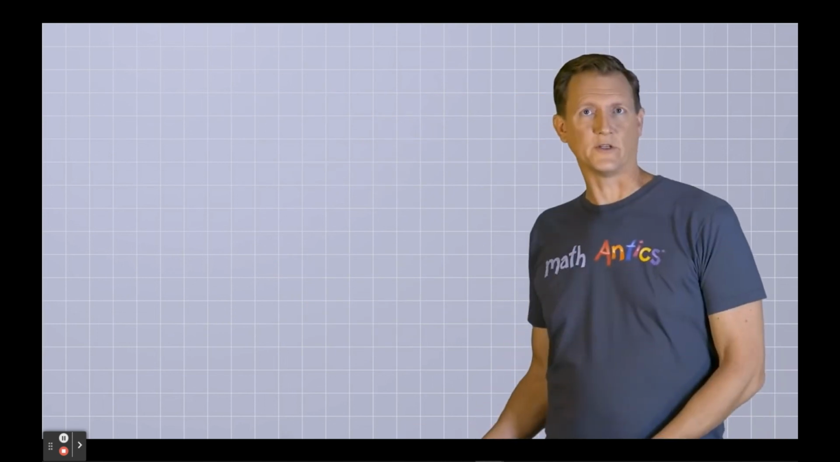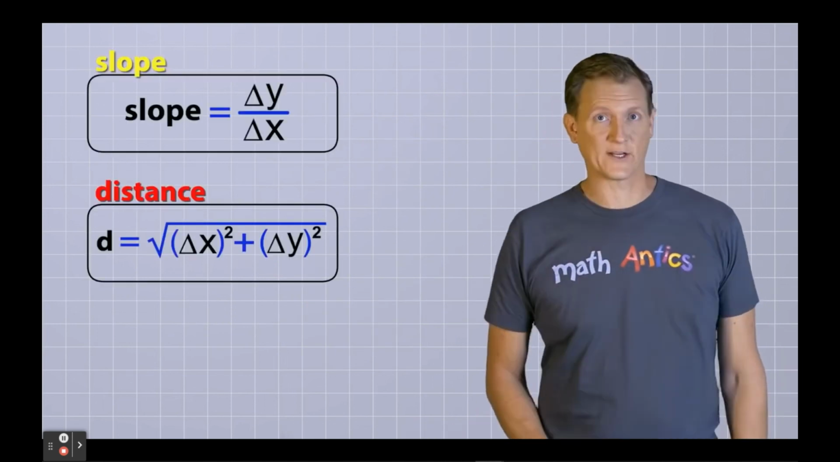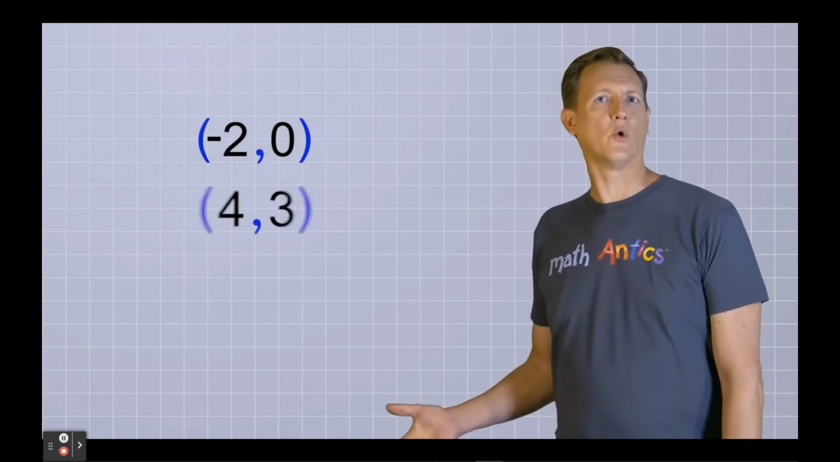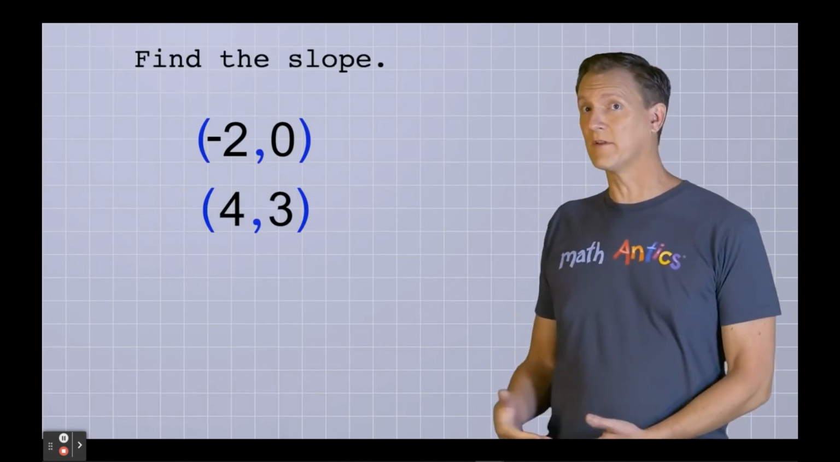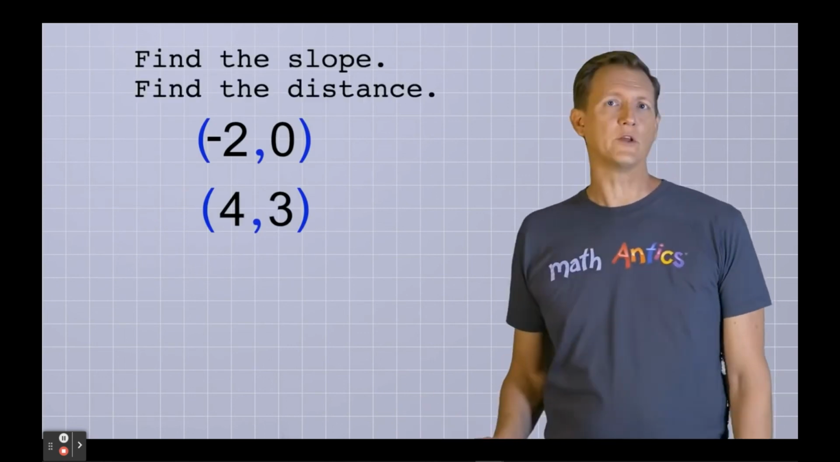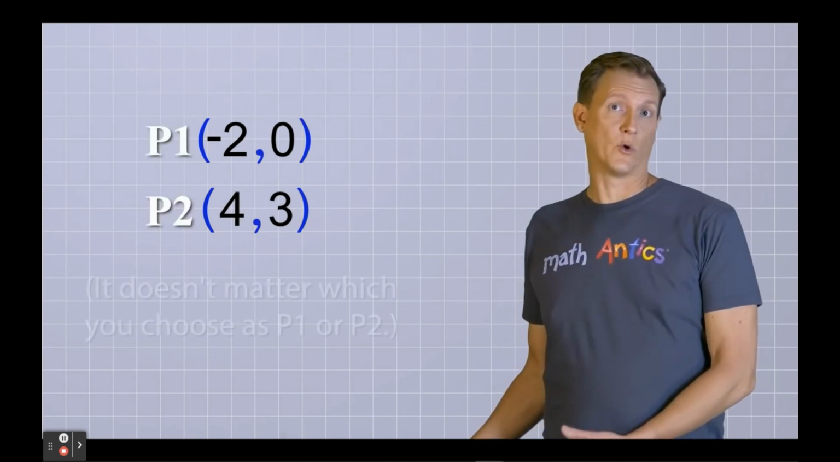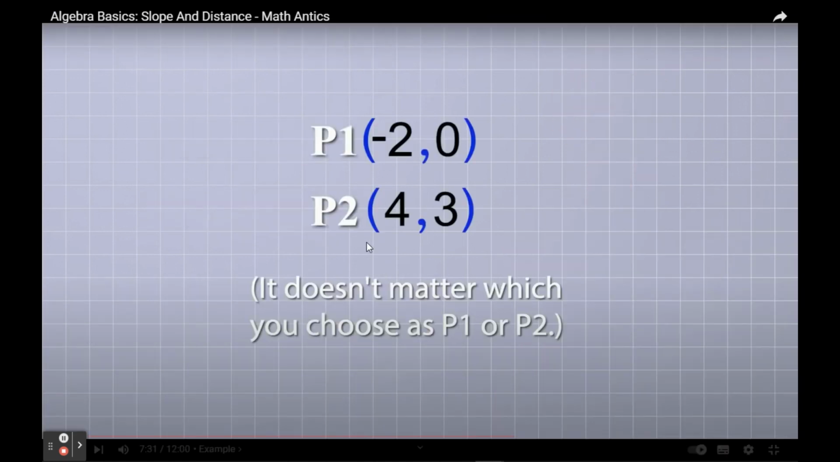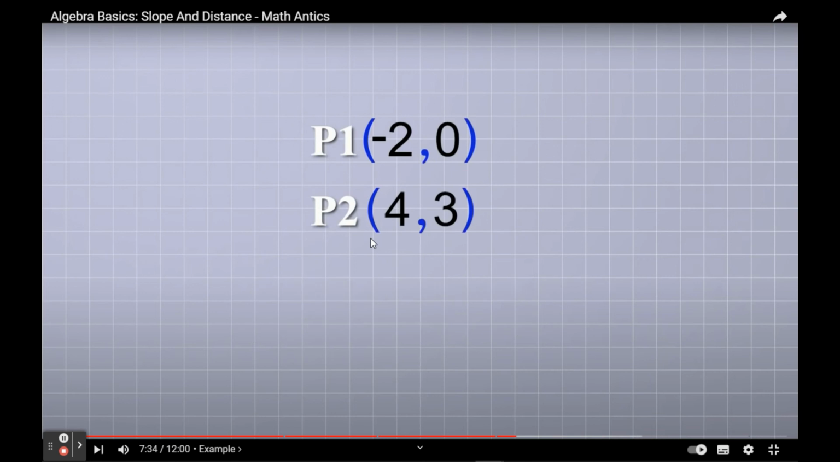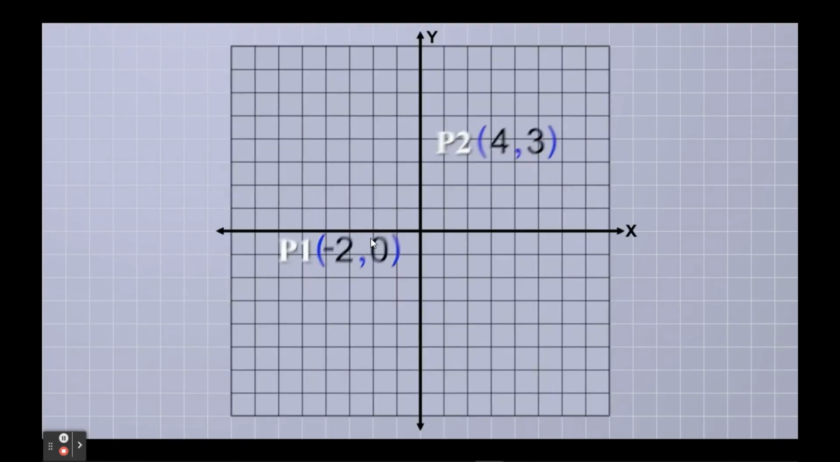Alright, now that we have our equations for slope and distance, let's see them in action. Suppose we're given two coordinates, and we're asked to find the slope of the line they form, and the distance between those points on the coordinate plane. The first thing we need to do is name the coordinates, since they aren't named already. And even though it's not really necessary, if you're like me, you might want to draw a little sketch of the problem to help you visualize what's going on.